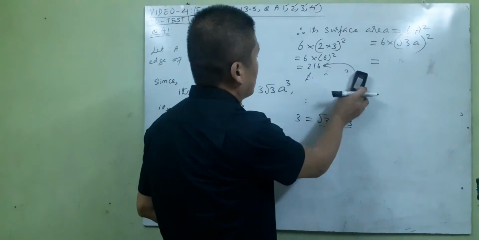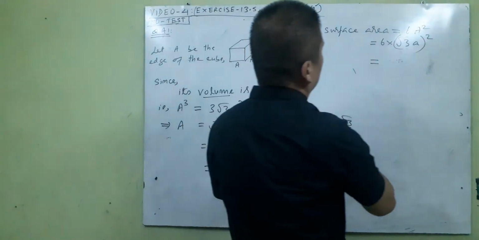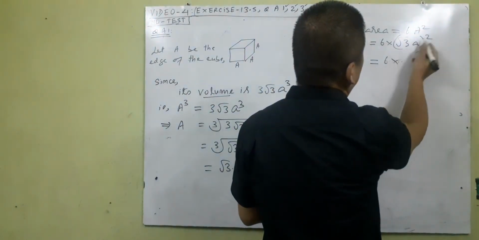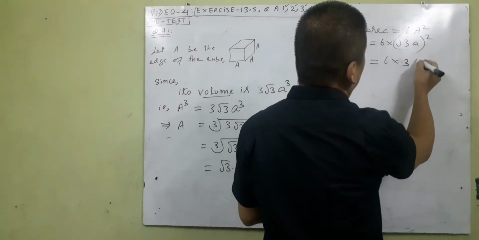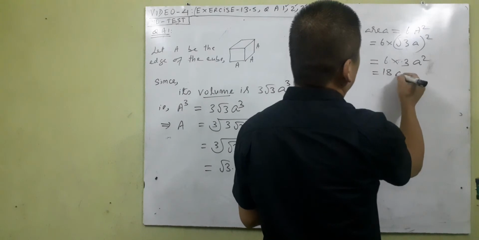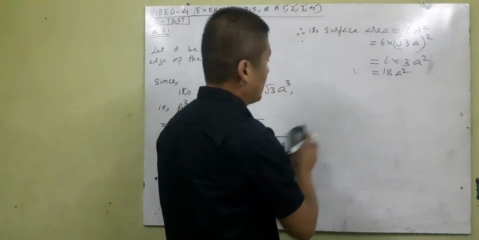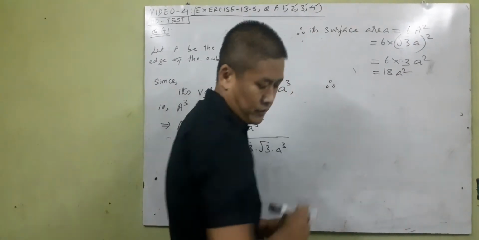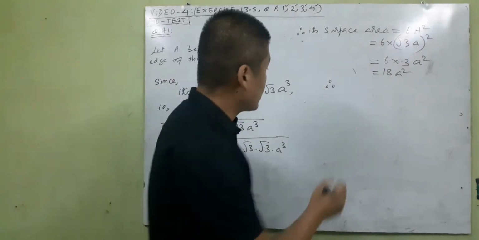Okay, so now once you're through with that, 6 into root 3 square, no more root will be there, and a to the power 2 is a square. So 6 3s are 18, a square. Now, this is a multiple choice question, so go to your text, and the answer that matches that is C.